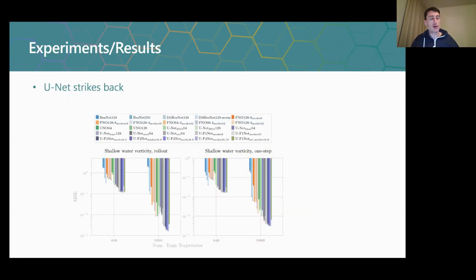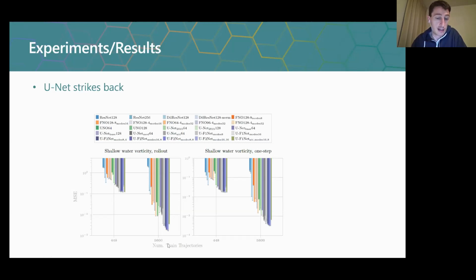And the results were quite interesting for us, because it really seems that these modern U-Net variants strike back. So there's tons of experiments. Again, on the left side, there's a small number of training samples where you see that actually there's not so much difference between the models.